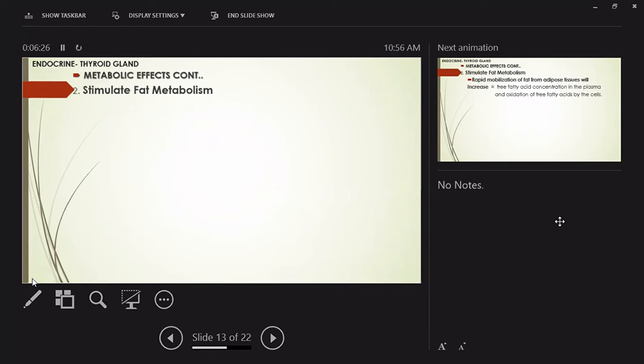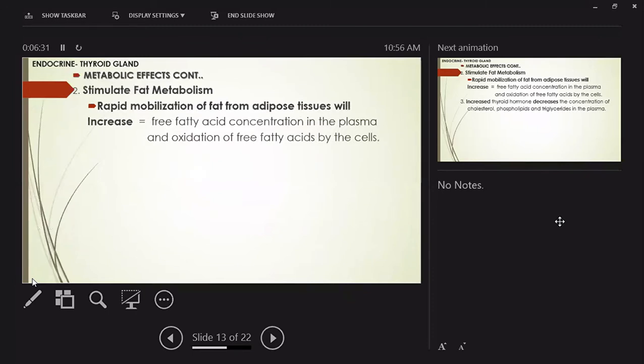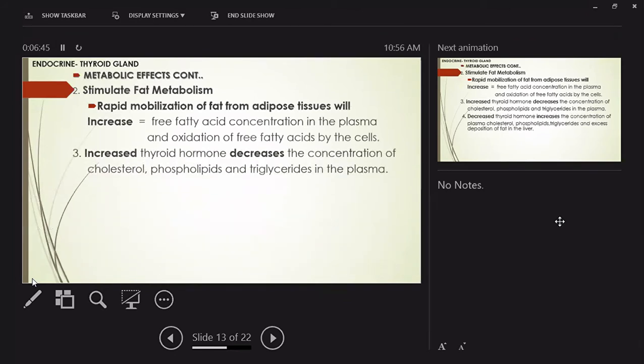On fat metabolism, it also stimulates fat metabolism. Rapid mobilization of fat from adipose tissues will increase free fatty acid concentration in the plasma and oxidation of fatty acids by the cells. Increased thyroid hormone decreases the concentration of cholesterol, phospholipids, and triglycerides in the plasma. So you don't get obese.